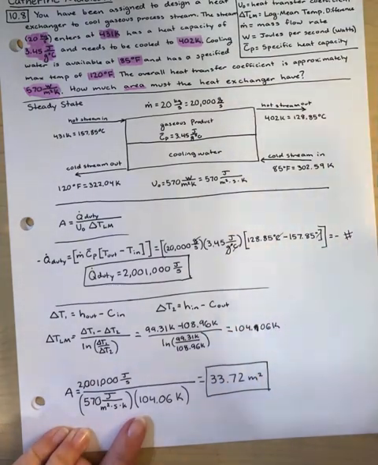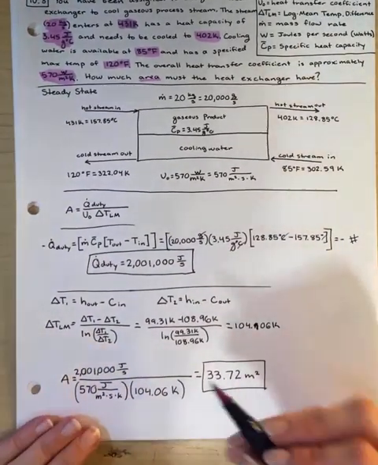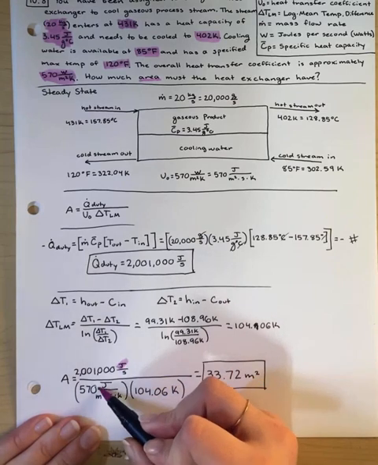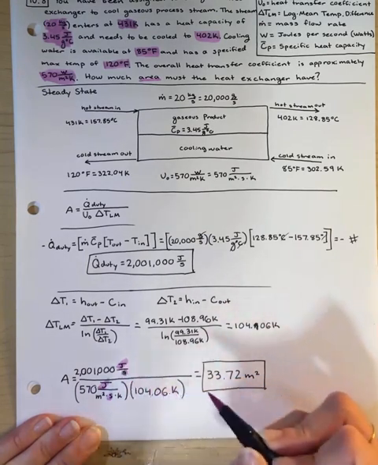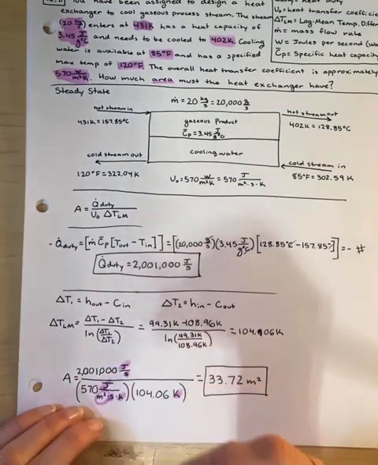Final quick check. Make sure all of your units disappear that you want to disappear. Joules cancel out, seconds cancel out, Kelvin cancels out, and you're left with meters squared.